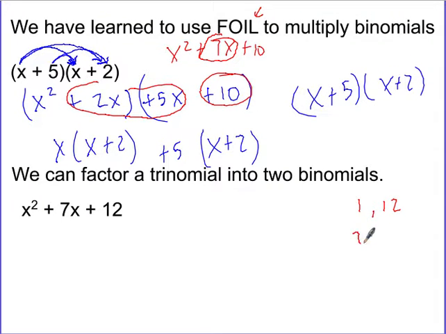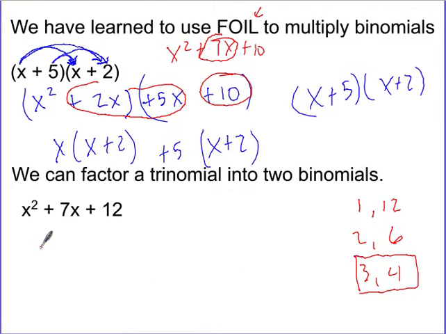1, 12, 2, 6, 3, 4. Okay? The other thing that happened is I had 2 middle terms that when I added them together, I had a 2 plus a 5 to get a 7. So I need 2 terms that multiply to 12 but add to 7. Does that narrow my choices down? It's got to be 3 and 4.